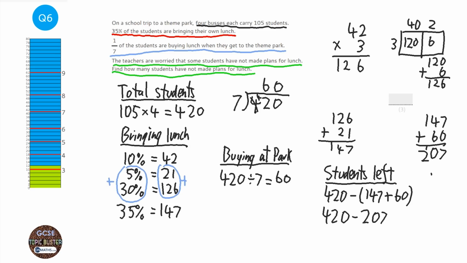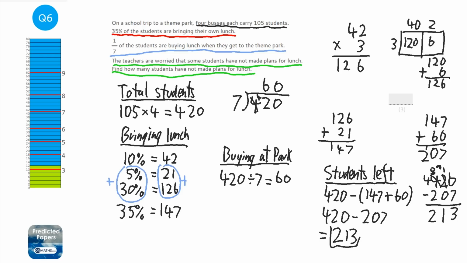And finally we need to work that out. So 420 take away 207. So you can't do 0 take away 7, so we nick 1 there. 10 take away 7 is 3. We need to nick 1 there as well. Oh no, I don't need to nick 1 there, do I? So we've just got 1, so that's 1. 4 take away 2 is 2. So the answer is 213.